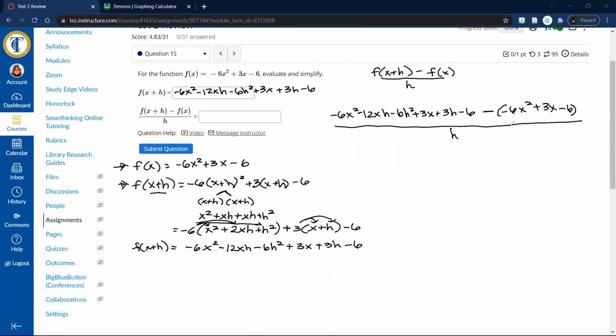So remember what I said. We have this negative here. It needs to distribute to every term. So this will become positive, this will become negative, and this will become positive. Do you guys see that?